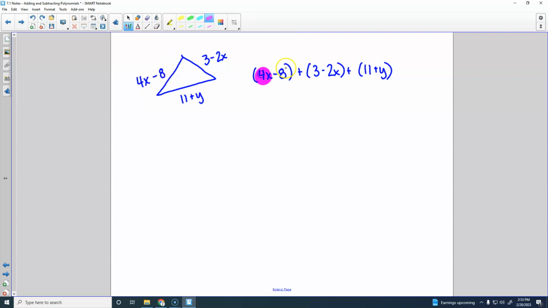So we got 4x and negative 2x is going to give us a 2x. We got that y right there that doesn't have another like term that goes with it, so we'll just put a plus y. And then we've got negative 8, a positive 3, and a positive 11.